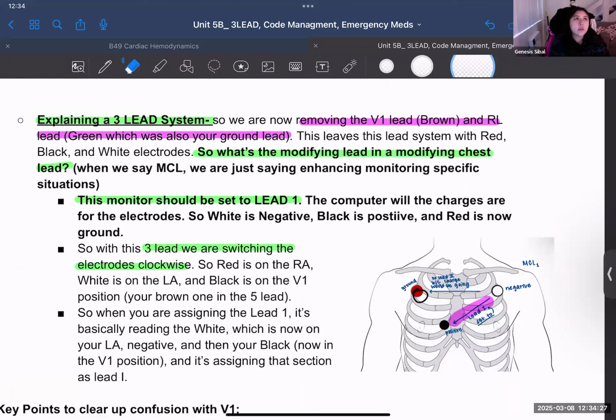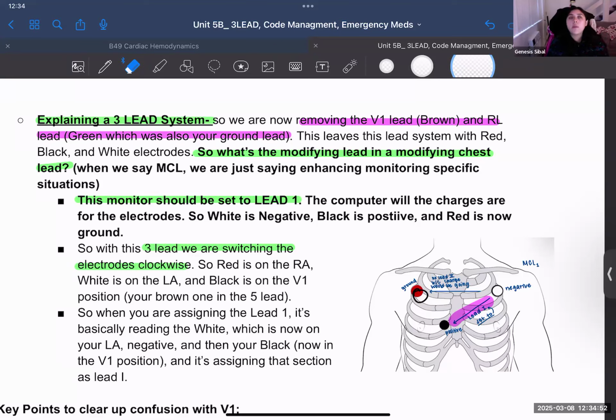So why this is so confusing is because it changes some of the stuff. But again, let's break it down. In this, we're going to remove the V1 and the right leg ground electrode, because those were some of the extra ones we used to help stabilize a reading. However, you do still need a ground electrode in this, so we need to get it replaced.